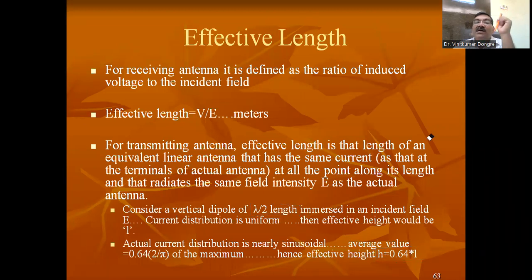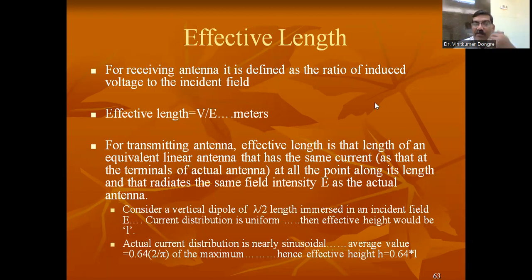So we require these things in the design. Various antennas we have to design, and there in the design we have to calculate in terms of the effective length. Okay. So is this clear? This is a very simple concept, nothing great.